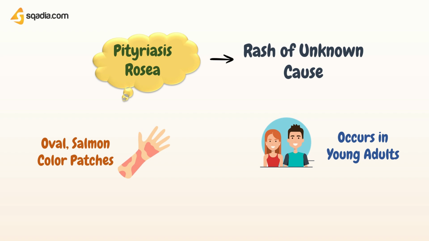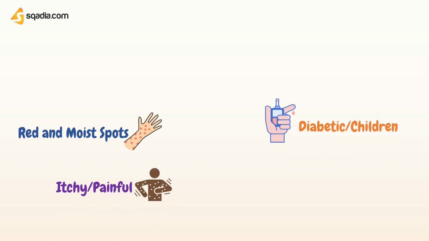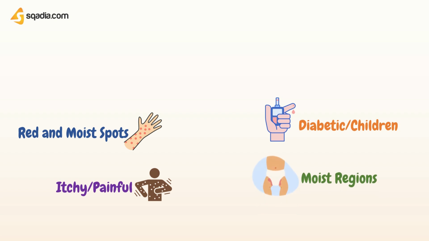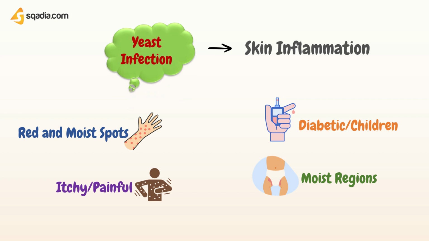Now, if your patient presents with red and moist skin spots, which are itchy, painful, and occur most often in diabetics and children, and on moist skin regions such as the groin and base of the nails, then these symptoms might be caused by a yeast infection, which is a skin inflammation caused by yeast.